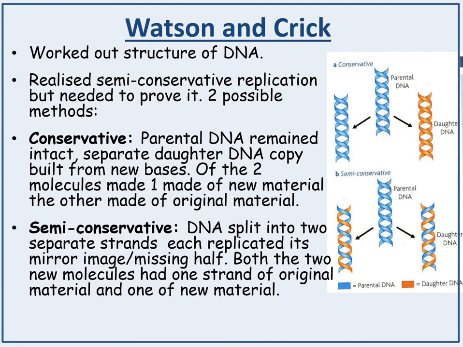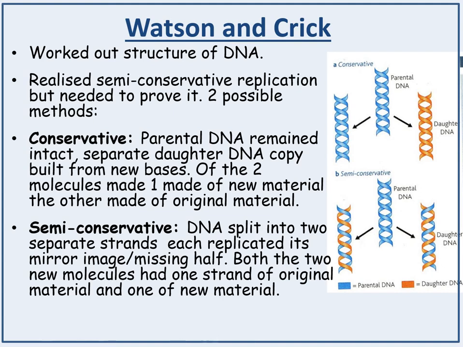Okay, Watson and Crick worked out the structure of DNA. They realised the semi-conservative replication, but they needed to prove it because there were two possible methods. Conservative, where the parental DNA remained intact. There was a separate daughter DNA copy built from new bases. Of the two molecules made, one was new material and one was old material.